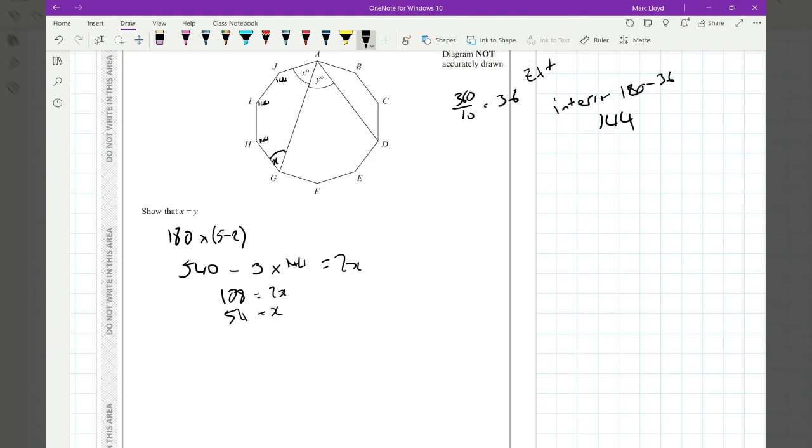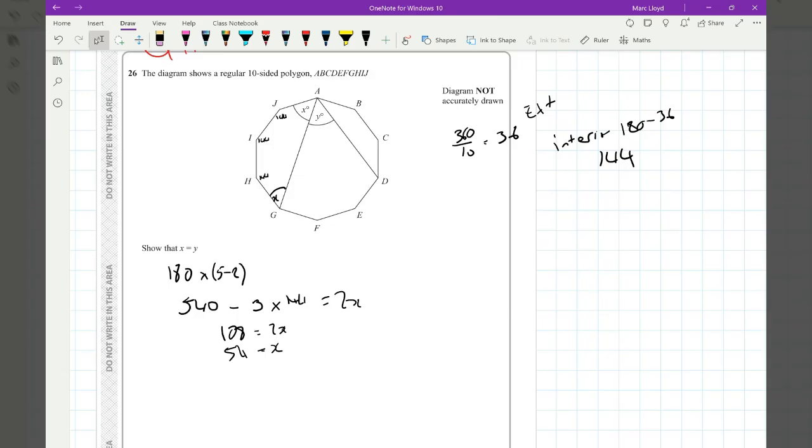Now I need to do a similar thing and work out y. Again, 1, 2, 3, 4, 5-sided shape. We've got 144, 144. Oh, I don't want to do it that way, because I don't know what that is. I don't know what that is. It's not going to be the same as y. Too many unknowns. So let's just go to A, B, C, D.